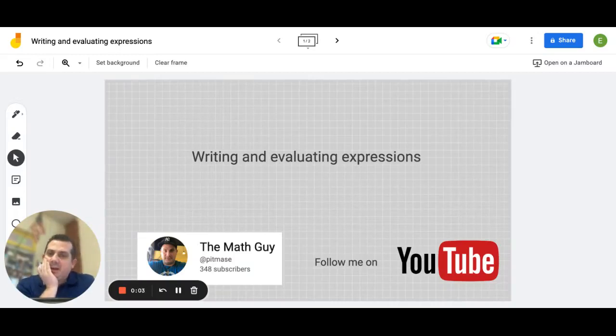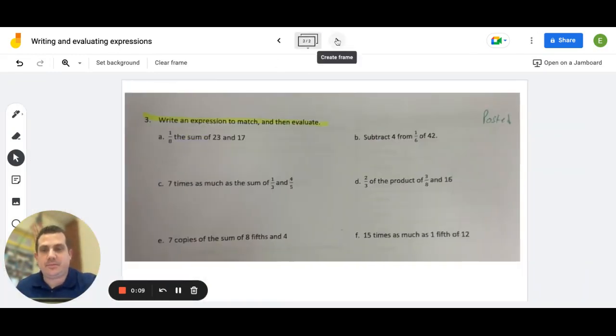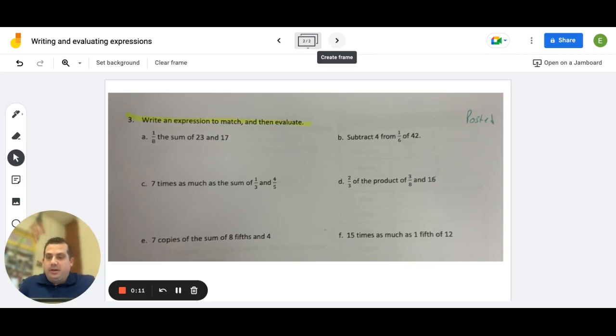Okay, so let's get right into this. Today we were working on writing and evaluating expressions. So let's take a look over here. It says write an expression to match and then evaluate. So evaluate means you have to solve it.